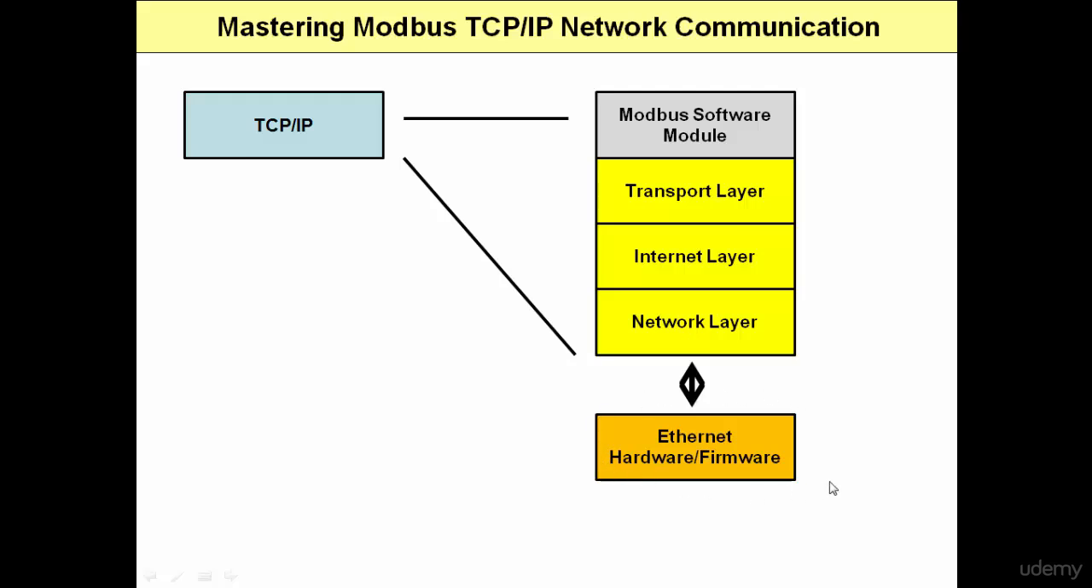The Ethernet hardware and firmware actually resides as maybe a plug-in card or a built-in module that is actually in the device itself. And it'll actually have a communications port associated with it, an Ethernet communications port. All right. So that essentially is our network stack. In the next lecture, we're going to see what the purpose of these different layers are, what they actually do, and why they exist in the first place.